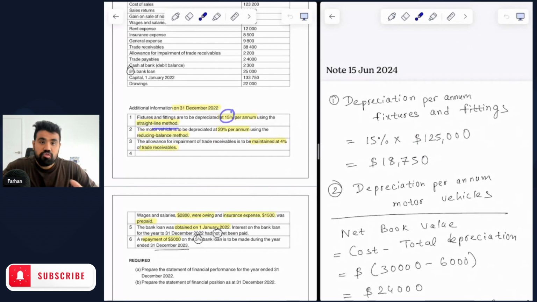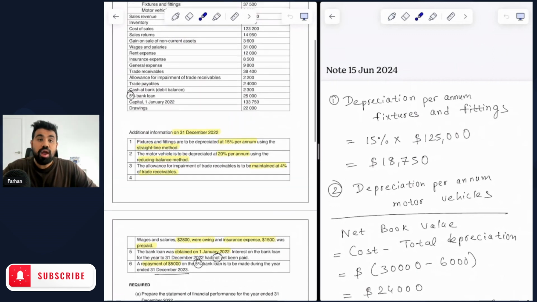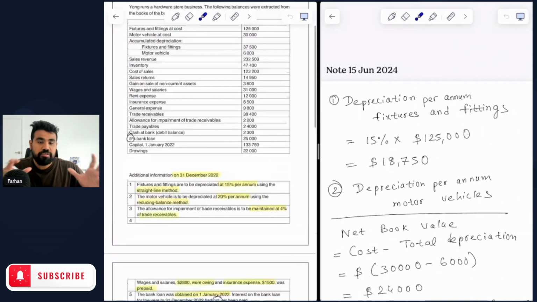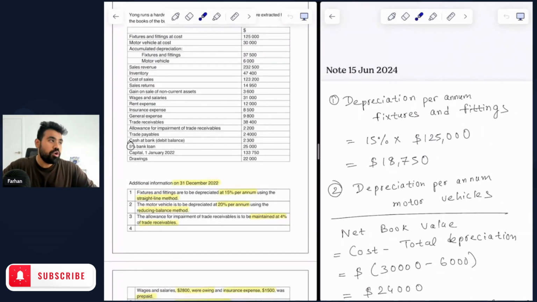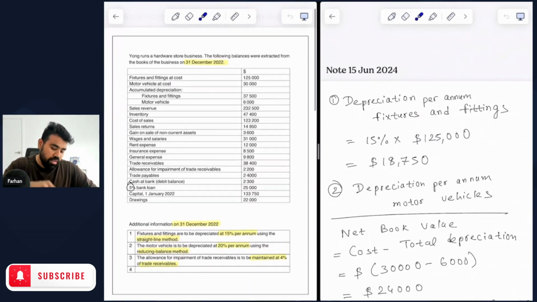Now, when it comes to the straight line method, we can simply apply the given percentage, which is 15 in this case, multiplied on the original cost. Now, where can you find the original cost of these fixtures and fittings? The original cost is always going to be within the table or the trial balance that will be given to you. As you can see, the very first line, fixtures and fittings at cost of $125,000. This is your basis for calculating the depreciation using the straight line method.